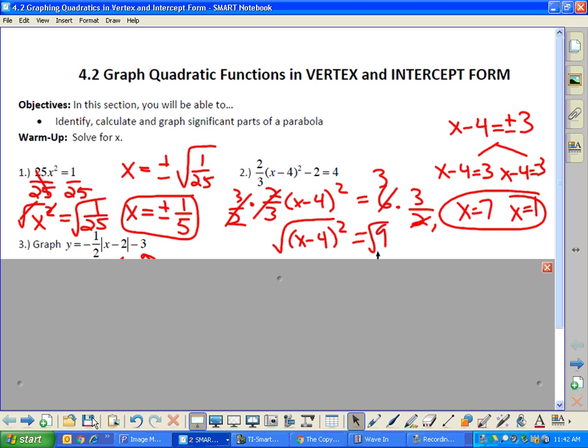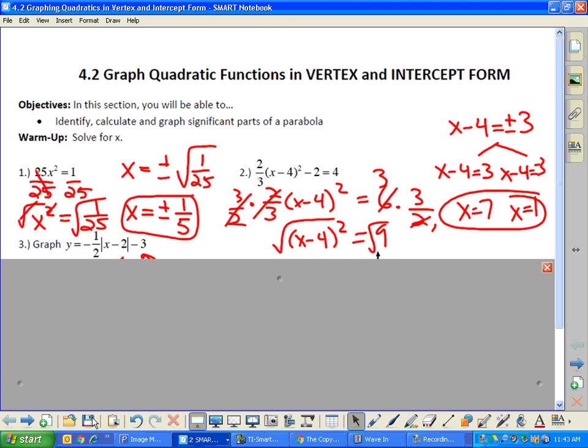For number 2, again, I solved that with our SADMEP. When I solve for x, I feel like I'm peeling an onion, you know? I just peel off those layers until I get down to my x value. So I added 2 to both sides. I undid the multiplication by 2/3, which you could consider dividing both sides by 2/3 or multiplying by the reciprocal, 3/2. It's nice because you end up with a perfect square on the right side. The square root of 9 is plus or minus 3. Then you take x minus 4 set equal to positive 3, and x minus 4 set equal to negative 3. You get 7 and 1.